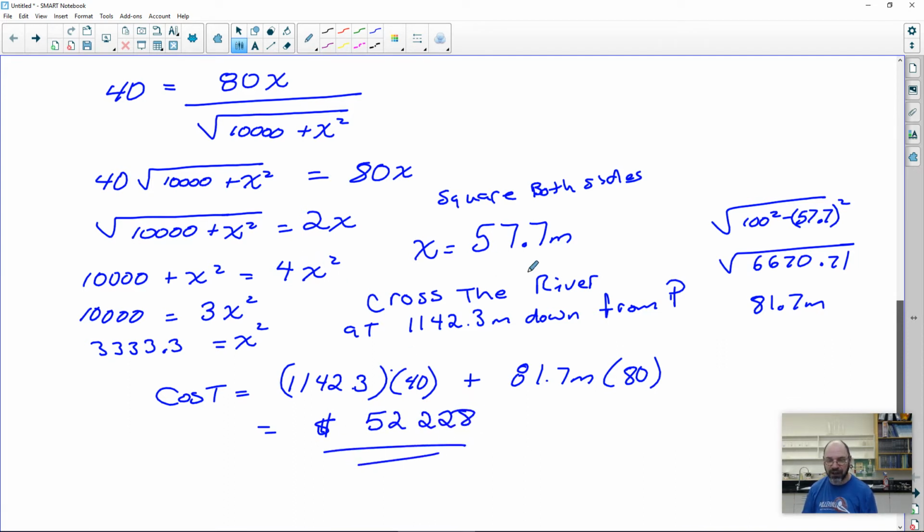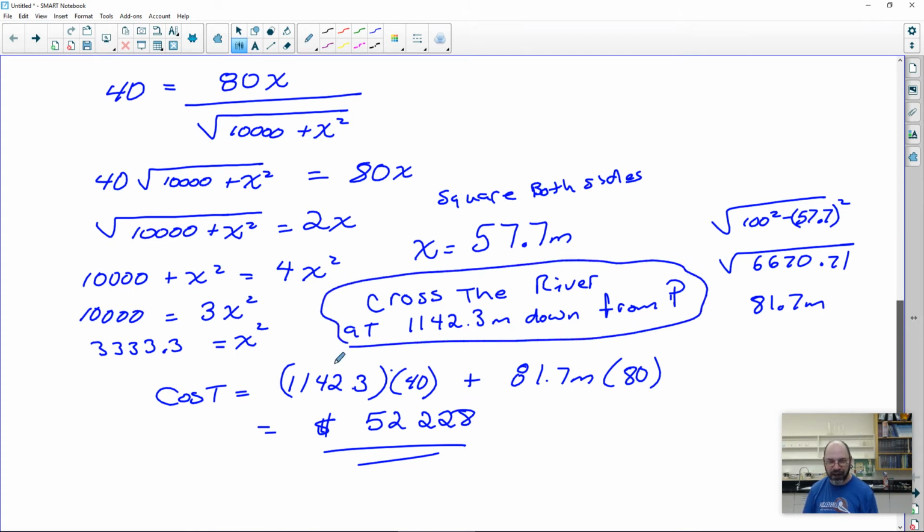But I think I asked how far down you need to go. That's the answer to the question. If I asked what the minimum cost would be, that's what it would be. That's our first example.